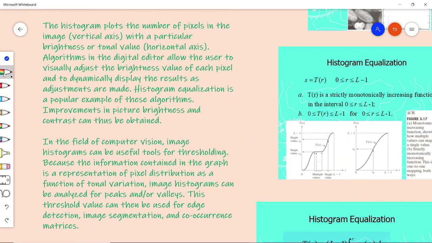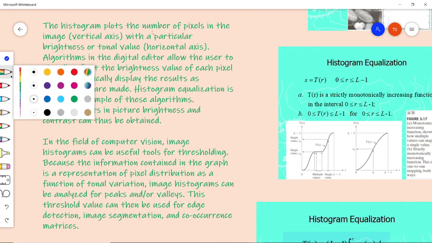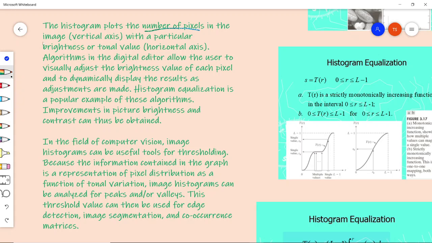And within the histogram plot, the number of pixels in the image is always on the vertical axis, and the particular brightness, whether it is dark or light, meaning the tonal value, is on the horizontal axis.